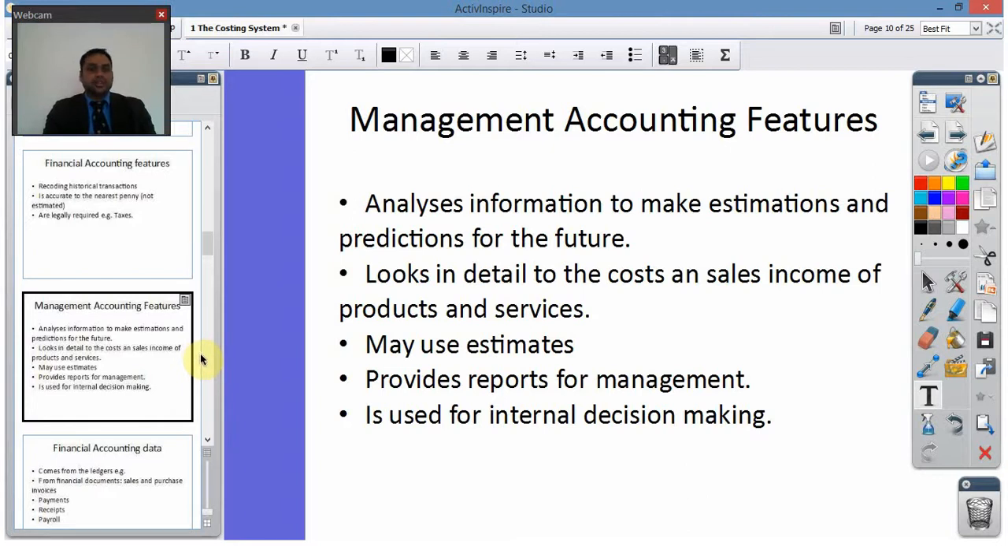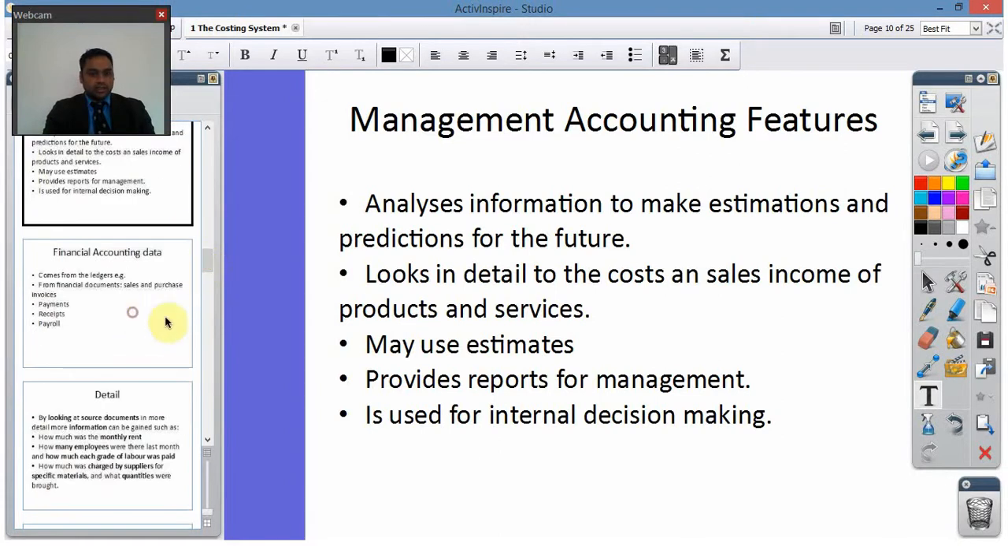So it looks in detail at costs of sales, income and products and services. You may use estimates, we've already been through that. It provides reports for management, ideal for internal decision making.